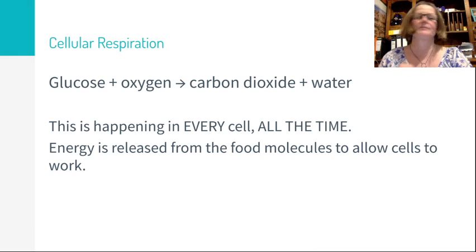So just a reminder, every cell at all times is doing cellular respiration. That is where they take glucose and oxygen, combine those and release carbon dioxide and water when they break down the glucose to release energy. So this is happening in every cell all the time, energy being released from food molecules to allow cells to work.